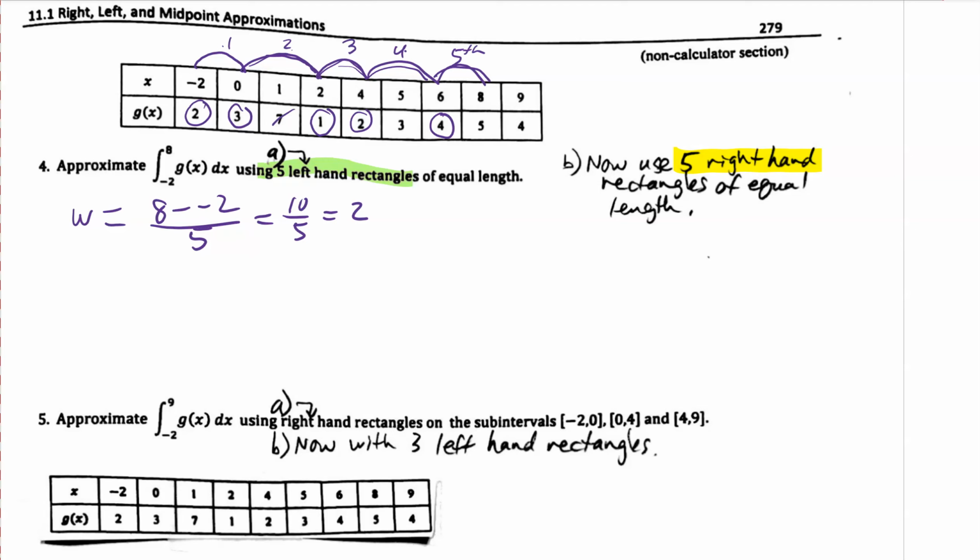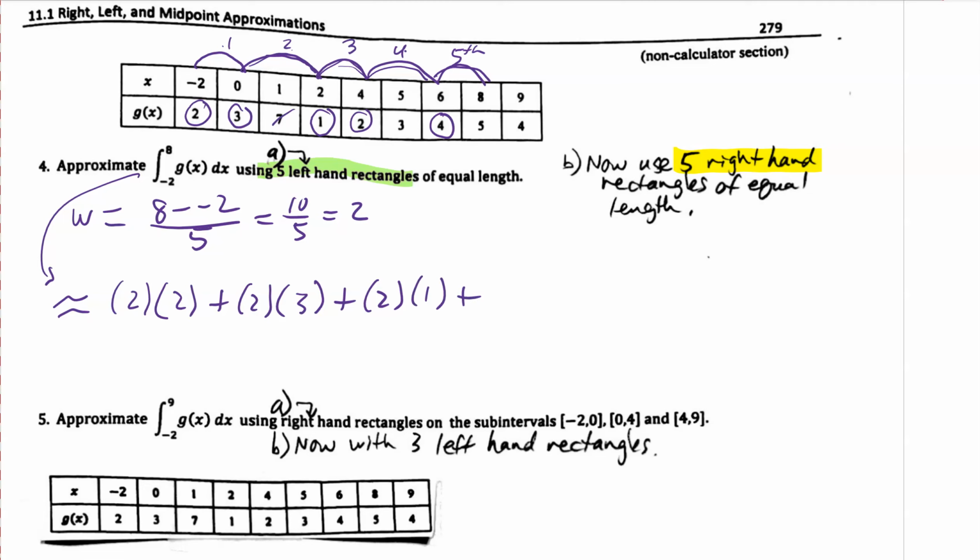We'll go approximately, the base is 2 times the height of 2, plus a base of 2 times the height of 3, plus a base of 2 times the height of 1, plus a base of 2 times the height of 2 again, and plus a base of 2 times the height of 4. Working that all out, we end up with a total of 24. Okay, so that's for the left-hand rectangles.